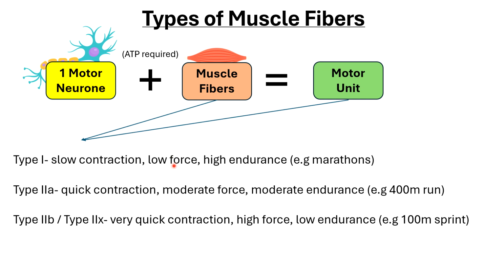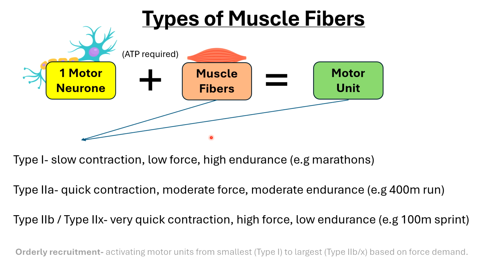So there's type 1, that involves high endurance, low force and slow contraction. So this is appropriate for long distance running. Then there's the in between of the two extremes, that involves quick contractions, yes, but a moderate force and endurance, and this is appropriate for the 400-meter run as an example. And then we have the extreme of high force but low endurance. So we know that in the 100-meter sprint we generate a lot of speed and power, but we cannot maintain this state for very long.